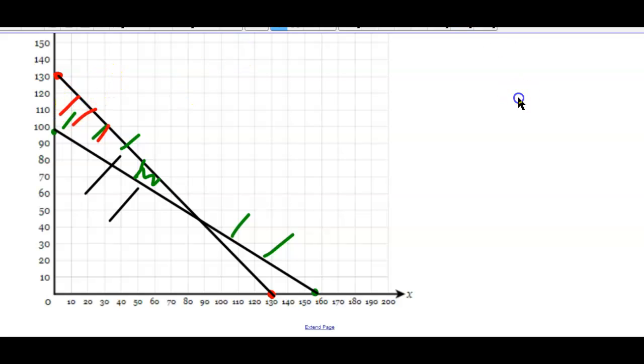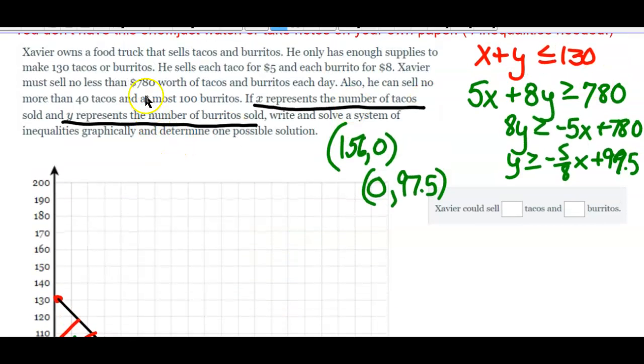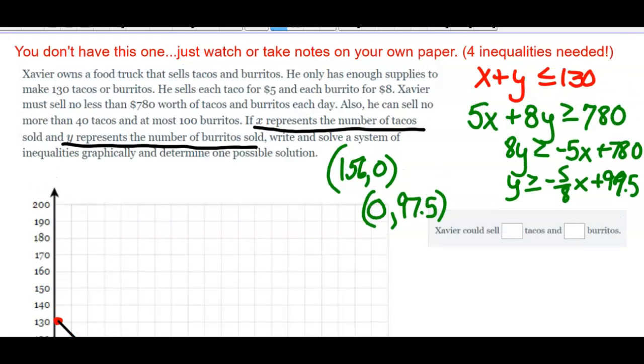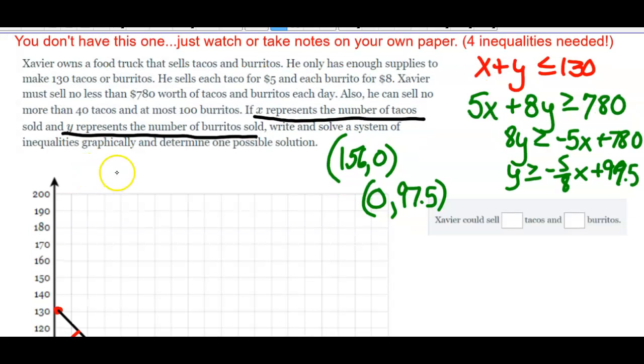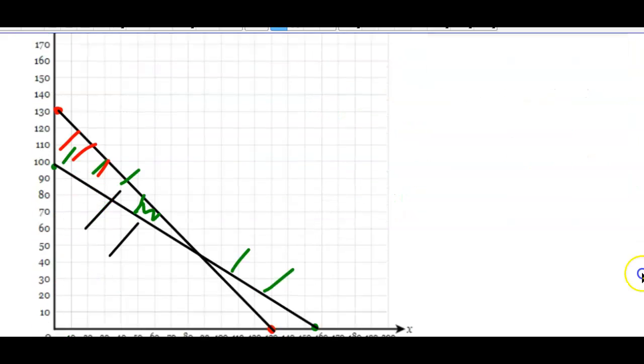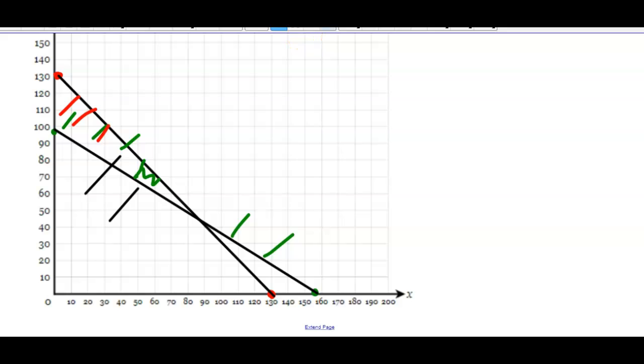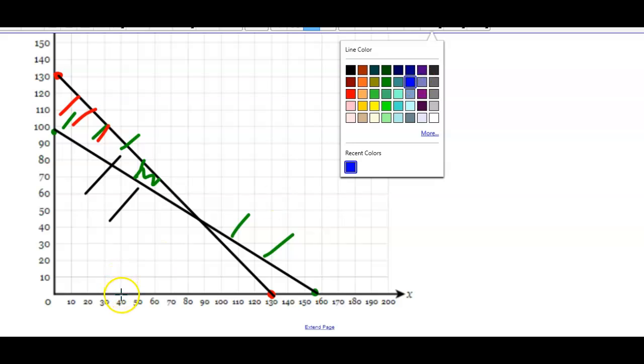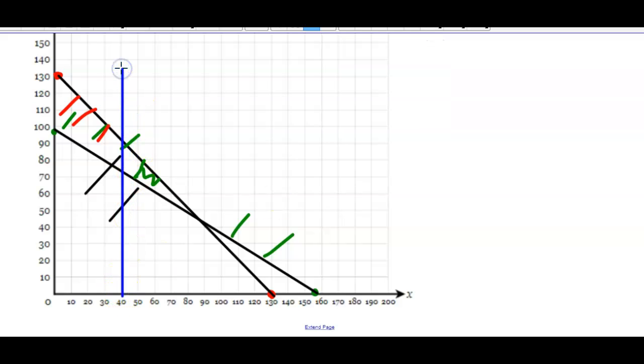But I believe there's more equations. If we go back up here, it says he can sell no more than 40 tacos. So tacos is X, and X has to be less than or equal to 40. That is an X equals line, which means we have a vertical line. I'm actually going to change the line to blue here. That goes here. And it must stay less than that line. So now he's down to this little space in here.